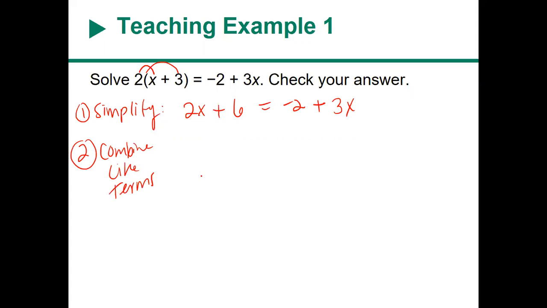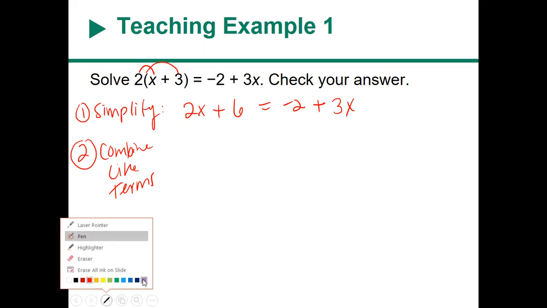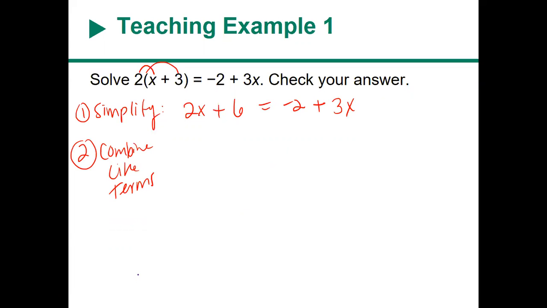When you're combining like terms across the equal sign, that means their signs are changing, right? All right. I personally like to move all my variables to the left and my constants to the right. If that's not your MO, it doesn't have to be. It doesn't matter if you move the variable to the right and the constant to the left. But for me, I like to move.